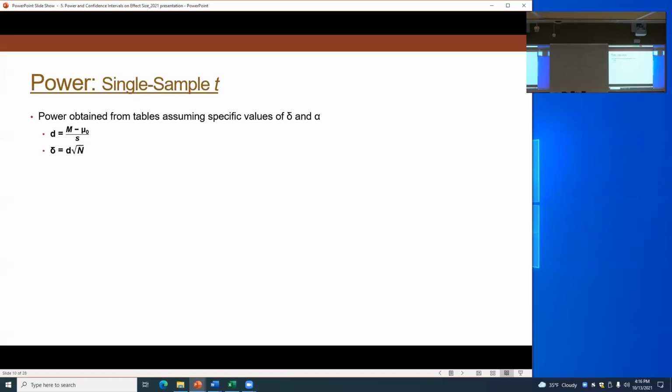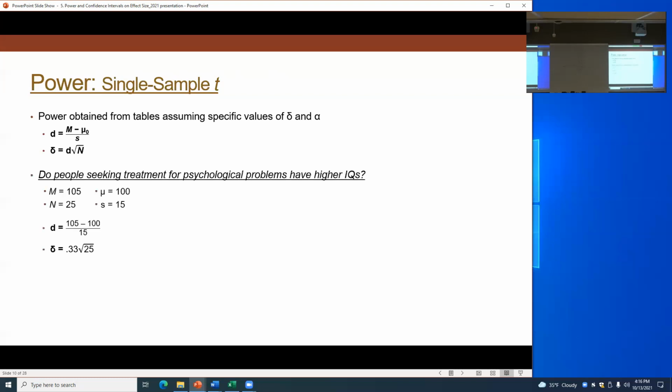What I need to do to calculate my power is get my effect size d in my single sample test. And then from that d, I just need to calculate my non-centrality parameter, okay? So here you can see the non-centrality parameter is a function of your effect size and your sample size. Pretty straightforward, not anything too terribly complicated with this, okay?